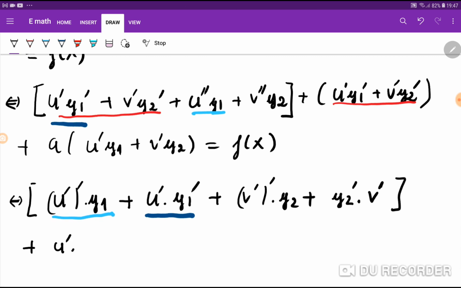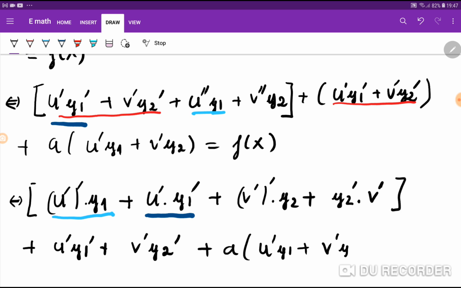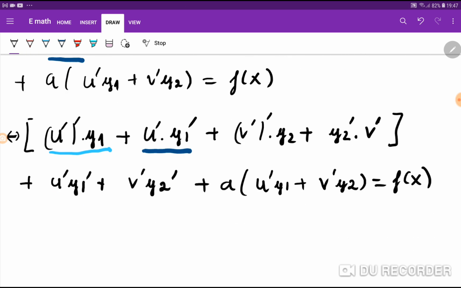Plus u1 y1 prime plus v prime y2 prime plus a times u1 y1 plus v prime y2 equal fx. Sorry guys, I kind of feel sleepy. But why do I do it like that? If you notice this junk right here, do you see it? Don't scream. I know you see it.